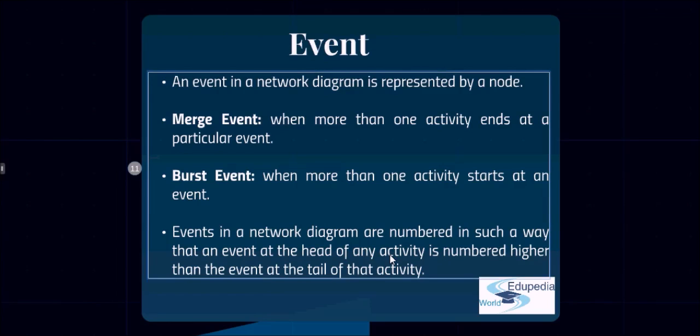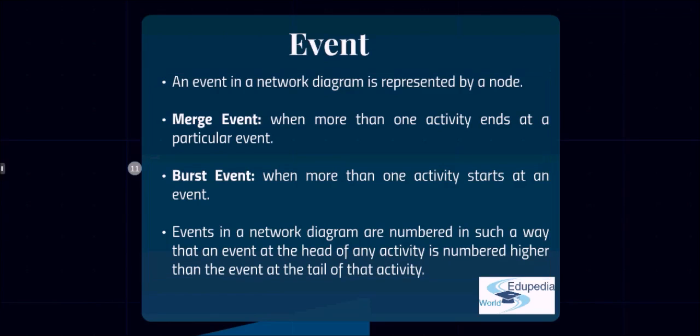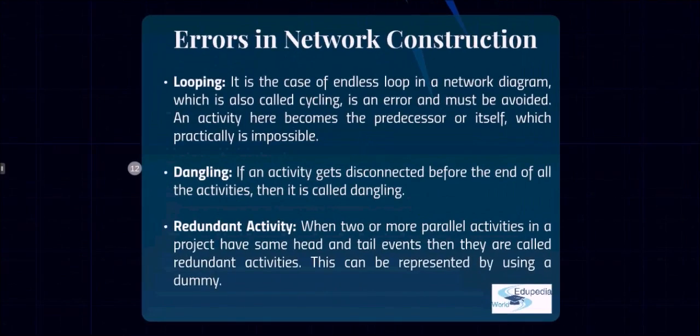Okay, let's move on. Let's just understand the common errors which we have in a network flow diagram. The first one is looping. It is the case of endless loop in a network flow diagram, which is also called cycling, and this error must be avoided. An activity here becomes the predecessor of itself, which practically is impossible.